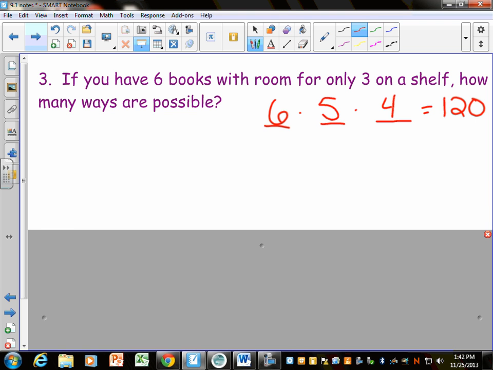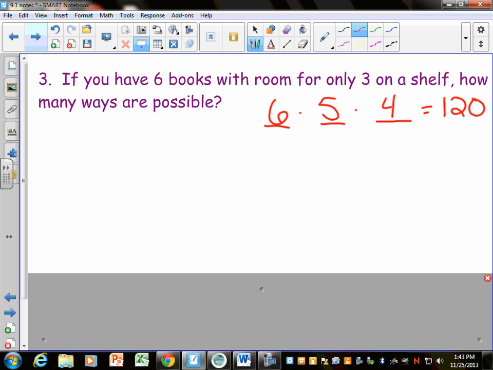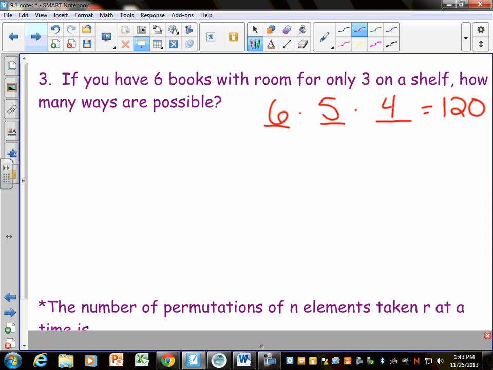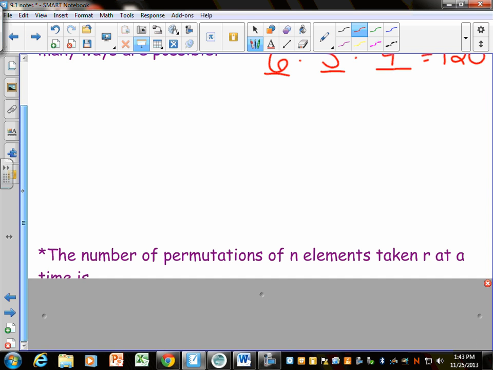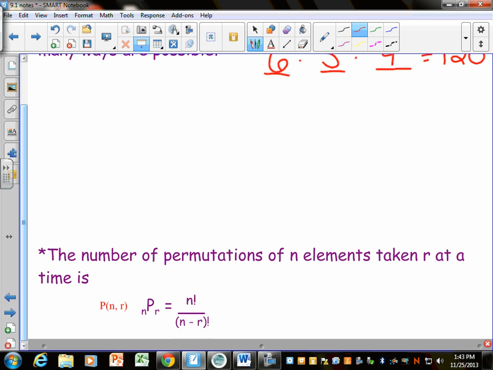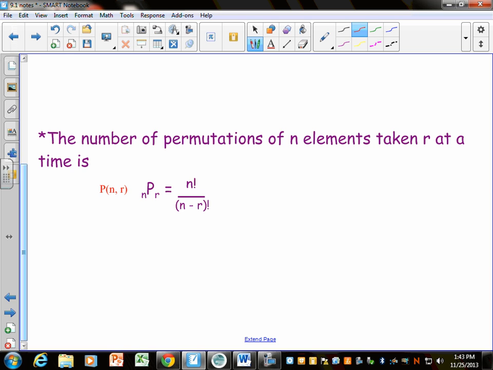And if you remember anything from last year, there was a formula for how you could do this. You could say this is a permutation where you have 6 and you're choosing 3 of them. And there's a button on your calculator for that as well. Here we go. The number of permutations of n elements taken r at a time is given by this lovely formula. And these both mean the same thing. They're just 2 different ways of writing it.